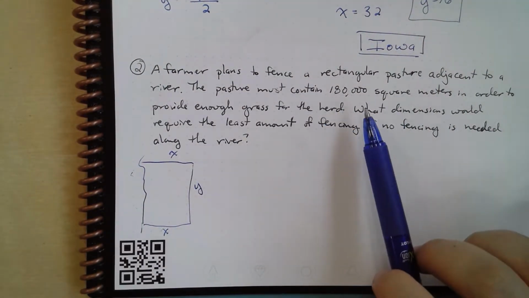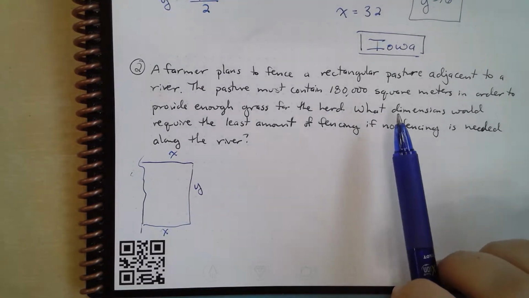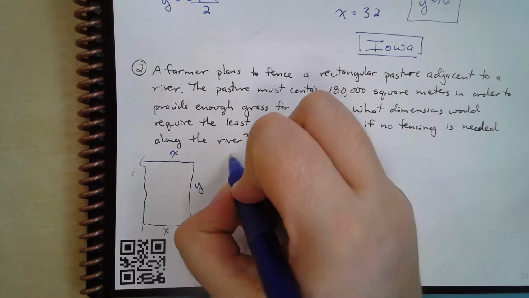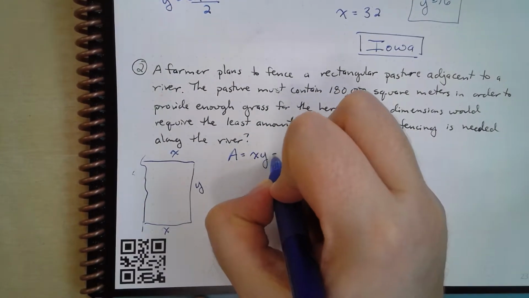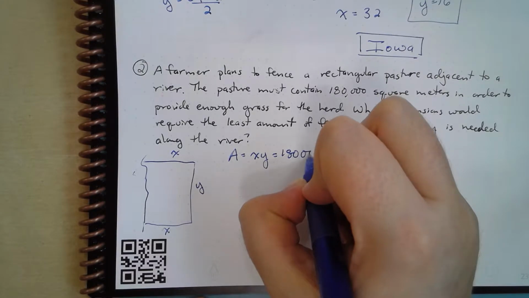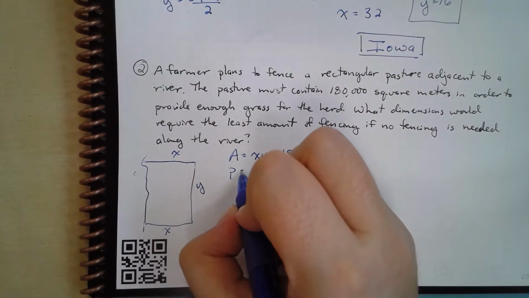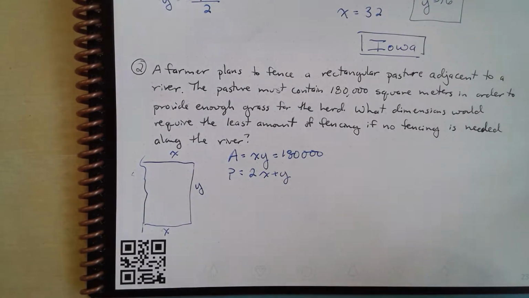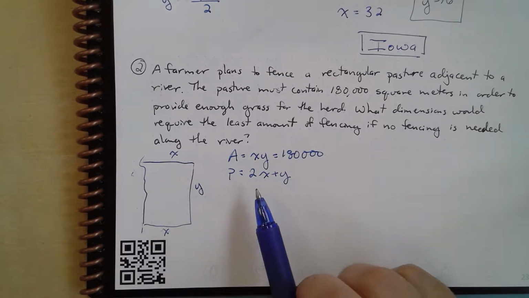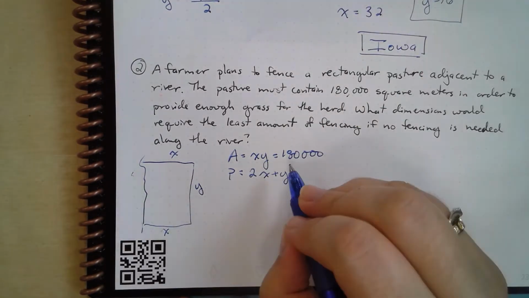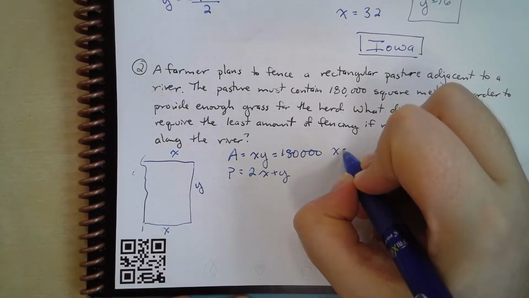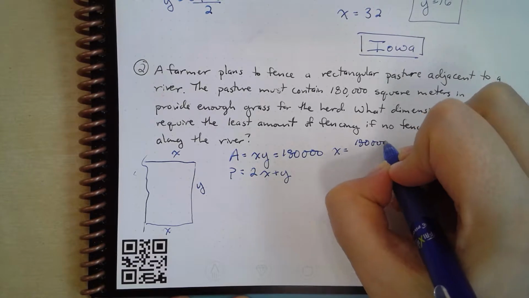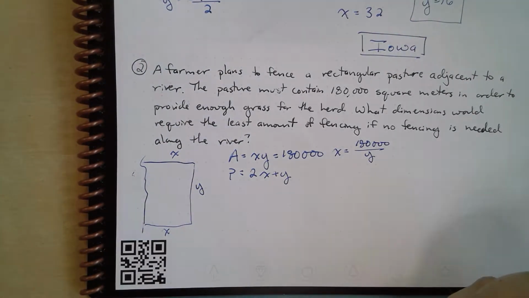The pasture has to contain 180,000 square meters. So the area, which would be equal to x times y, has to be equal to 180,000. And our perimeter is, of course, going to be equal to 2x plus y, all right? Because that's all we're fencing. We don't need to fence in the river portion. The cows will just, I guess, wander in there. I don't know. So we have a formula for perimeter. We have a formula for area. Well, we can isolate one of these. So we can say that x is going to be equal to 180,000 divided by y. Okay? So now I'm going to substitute.